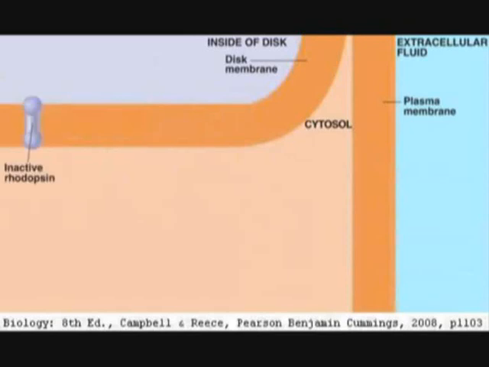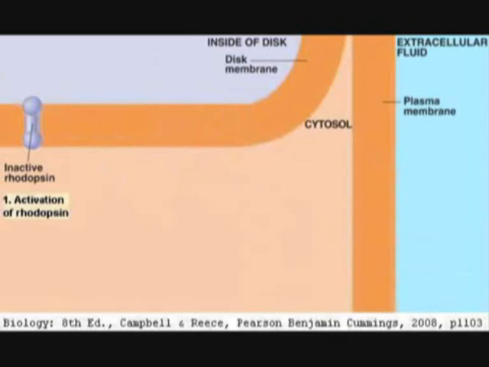Embedded within the rod photoreceptor disc membrane are rhodopsin molecules. Each rhodopsin molecule consists of a protein called opsin with a much smaller pigment molecule called retinal bound inside of it. The diagram shows an inactive rhodopsin molecule which is capable of absorbing a photon of light. In the inactive state, retinal exists in its 11-cis retinal configuration.